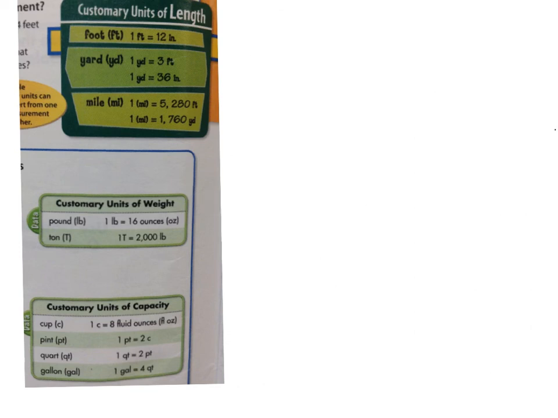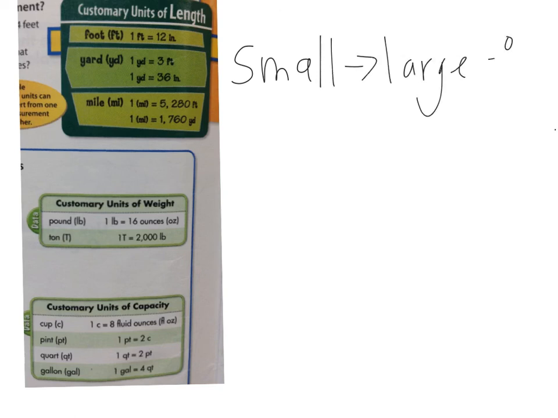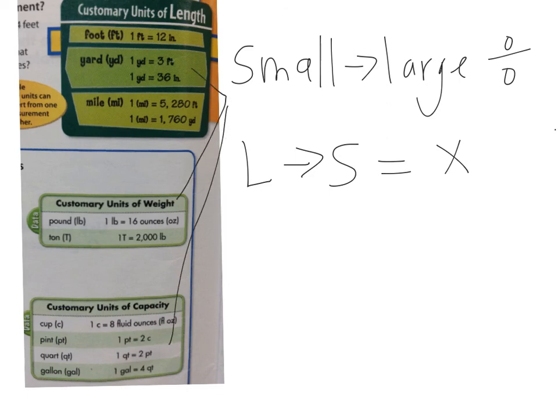The biggest thing with converting U.S. customary lengths and weights and capacities is remembering the trick: small to large, we divide, and large to small, we multiply. If you can remember that trick and have use of these charts, you should be just fine. Please complete this assignment.